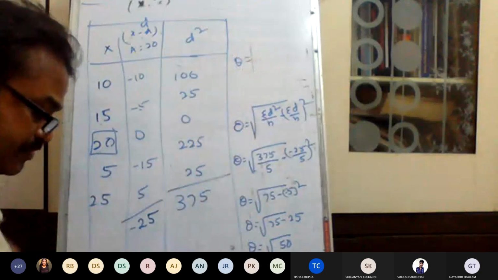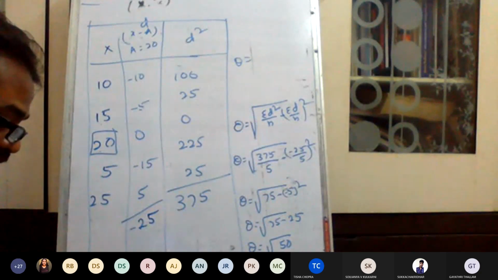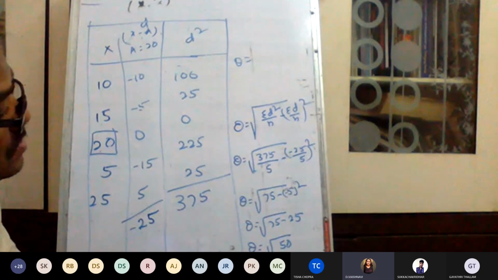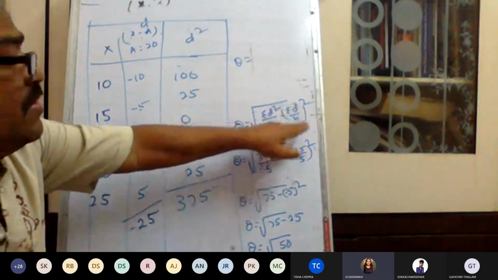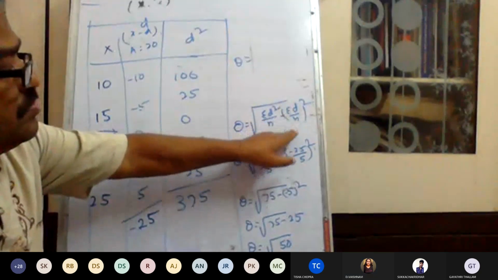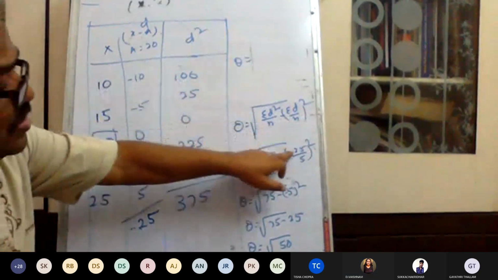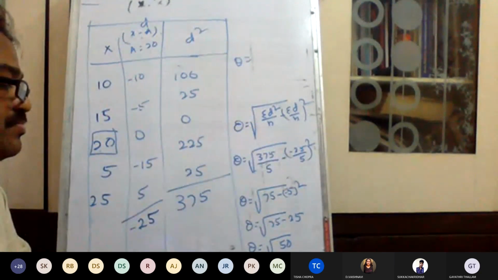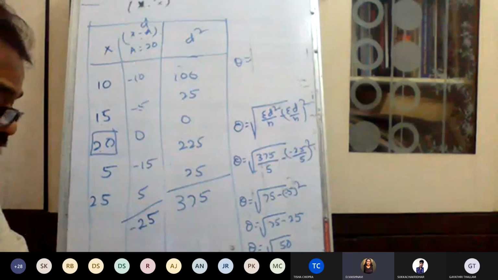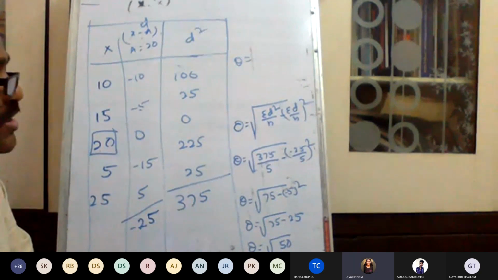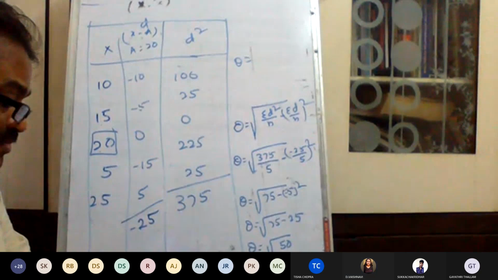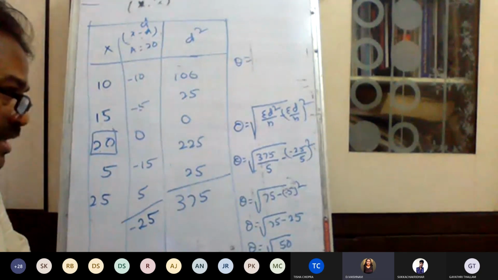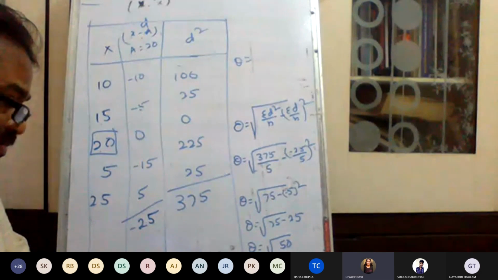Sir, in the formula, is the whole square applicable to n also, or only sigma d? Only sigma d square; 25 we already calculated. That is this 25 only, not both. So n square is also there, sir? No, only 25. D only. I'm asking about the n, sir. The whole square for the n? No, only for the upper and the lower d. Okay.